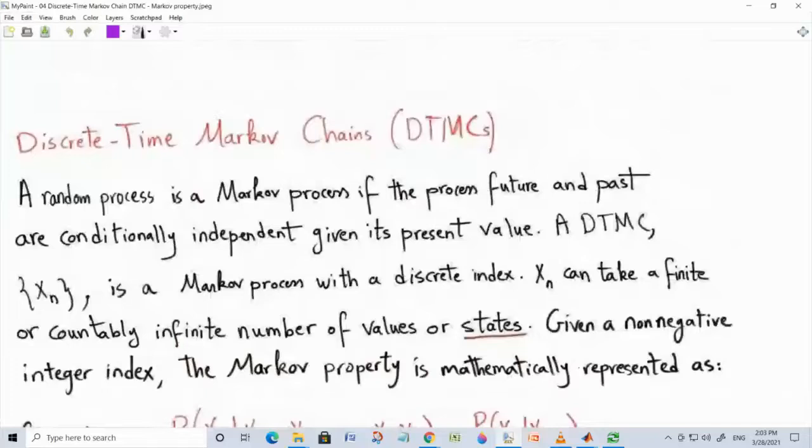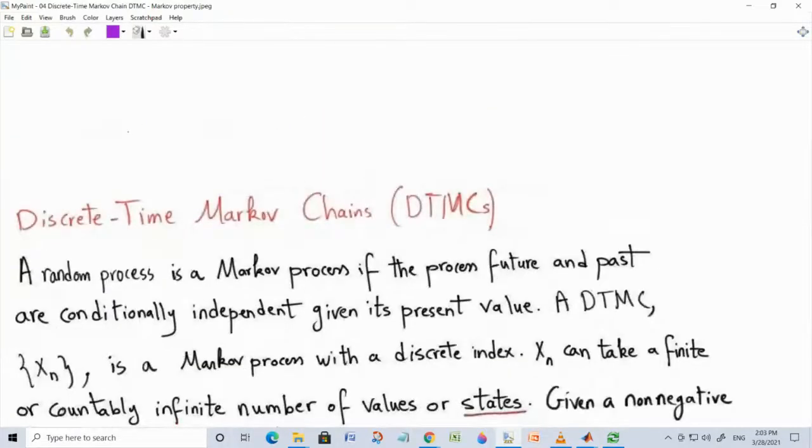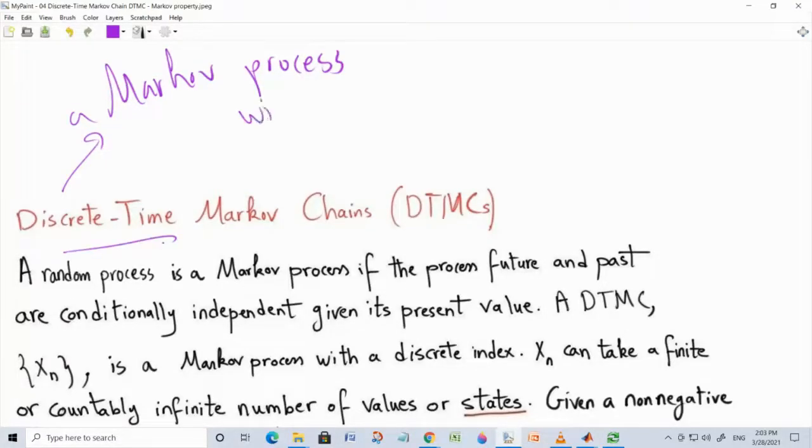Okay. So we are done now with the renewal processes, and so let's go to discrete-time Markov chains. So we are talking here about a special case. We are talking about Markov processes. So this is a Markov process, and you say that the Markov process is discrete time, so with a discrete index, right?